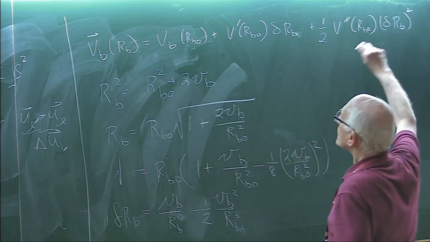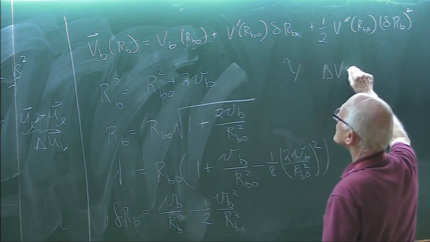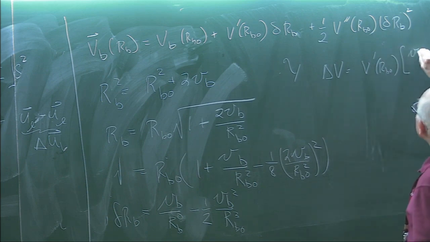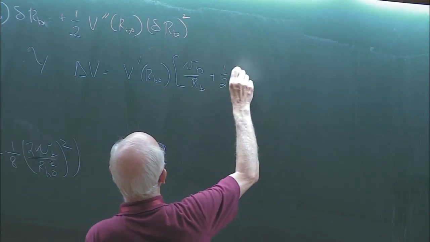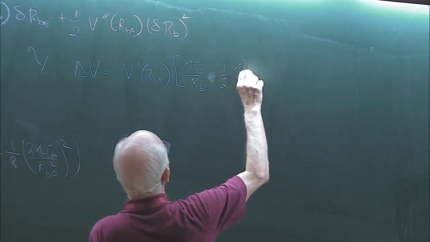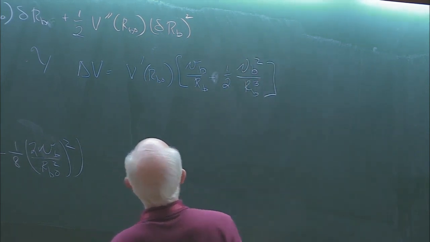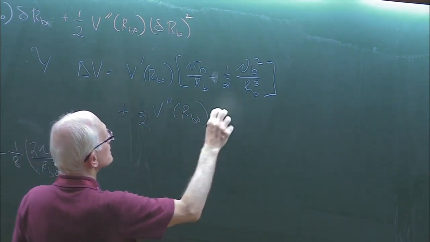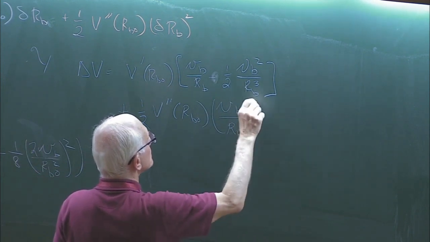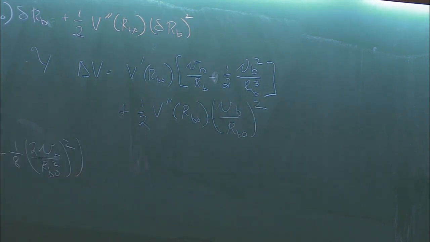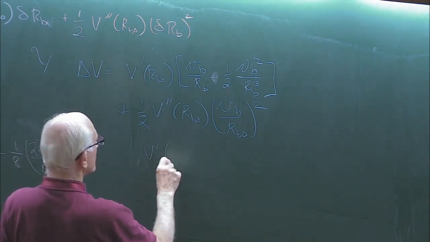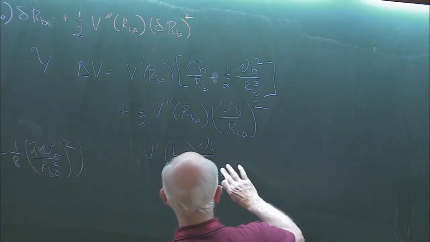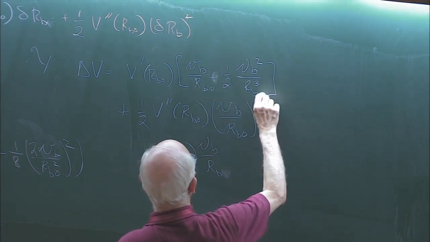This then gives us that the change in V is equal to V prime of R_B0 times v_B over R_B0 minus 1 half v_B squared over R_B0 cubed, and then plus 1 half V double prime of R_B0 times v_B over R_B0 squared, and I don't have to go any further. Now this breaks up nicely into V prime of R_B0 times v_B over R_B0. These are all R_B0s in the denominator.